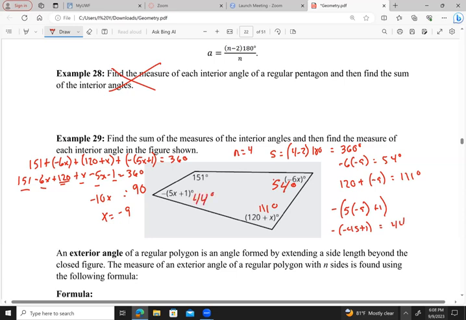Now let's check again and see if this adds up. 151 plus 54 plus 111 plus 44, and that gives me 360. So we are good.